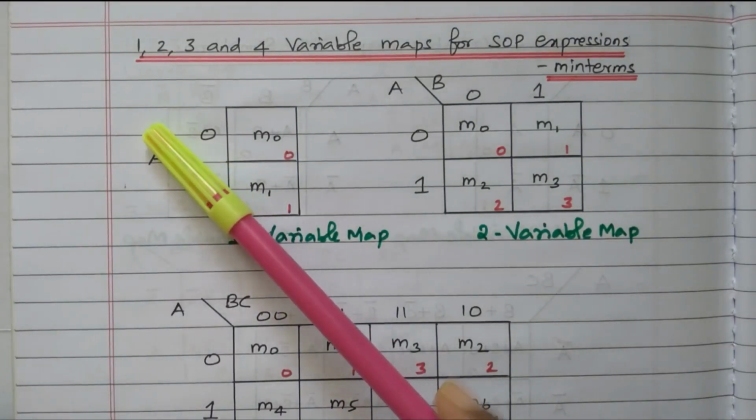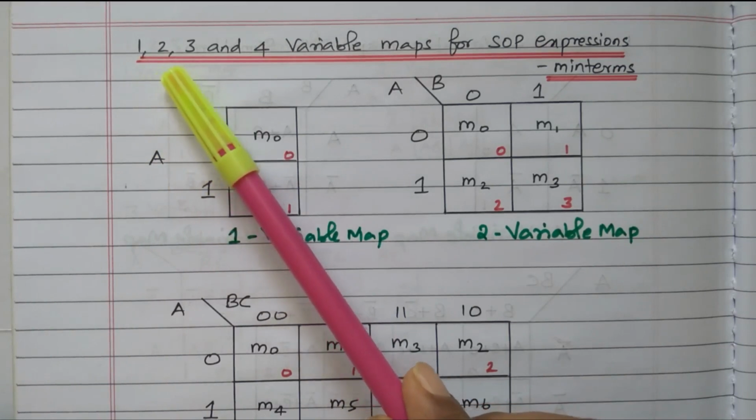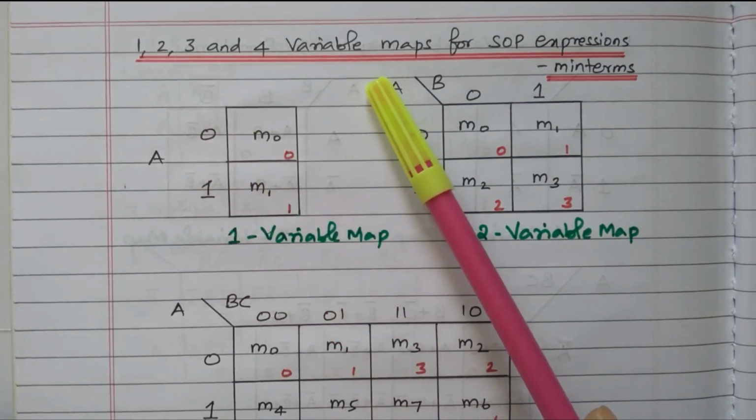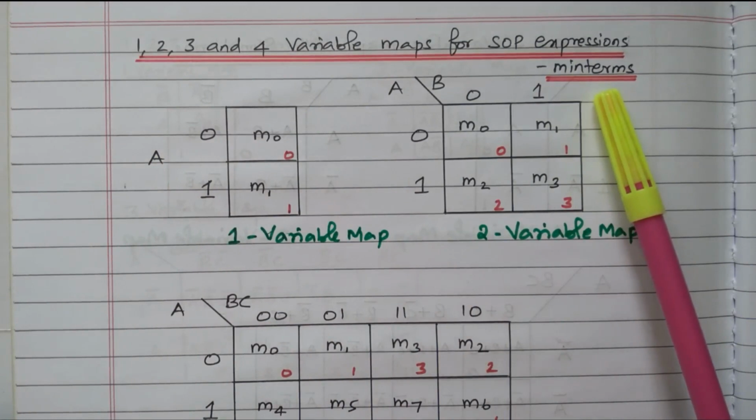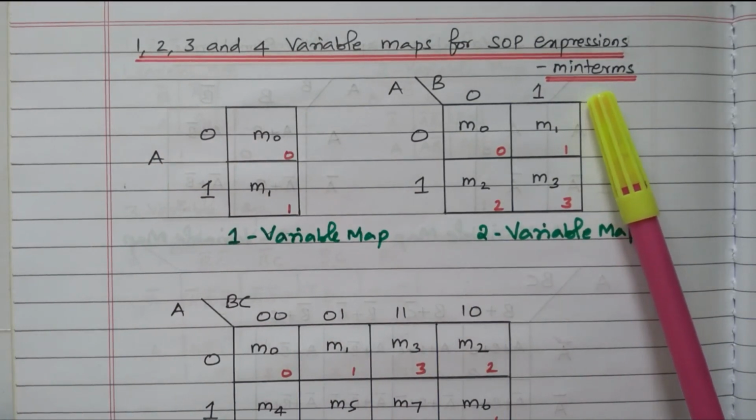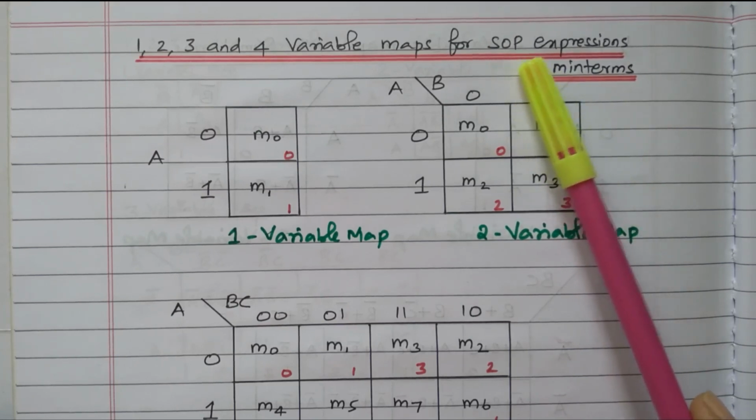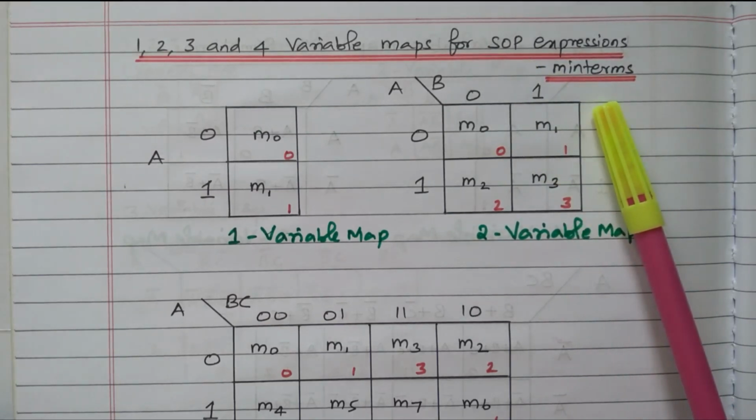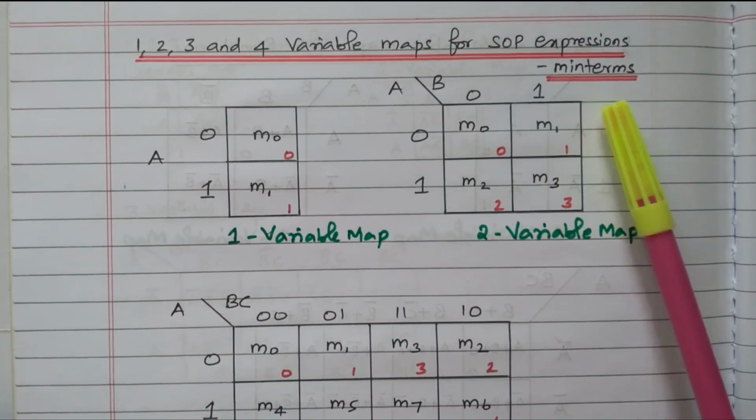Now we'll see how to represent the one variable, two variable, and three variable map for a SOP expression in terms of minterms and maxterms. First, we'll see the minterms. Right, minterm refers to SOP expression. Maxterm refers to POS expression. Sum of product, product of sum.